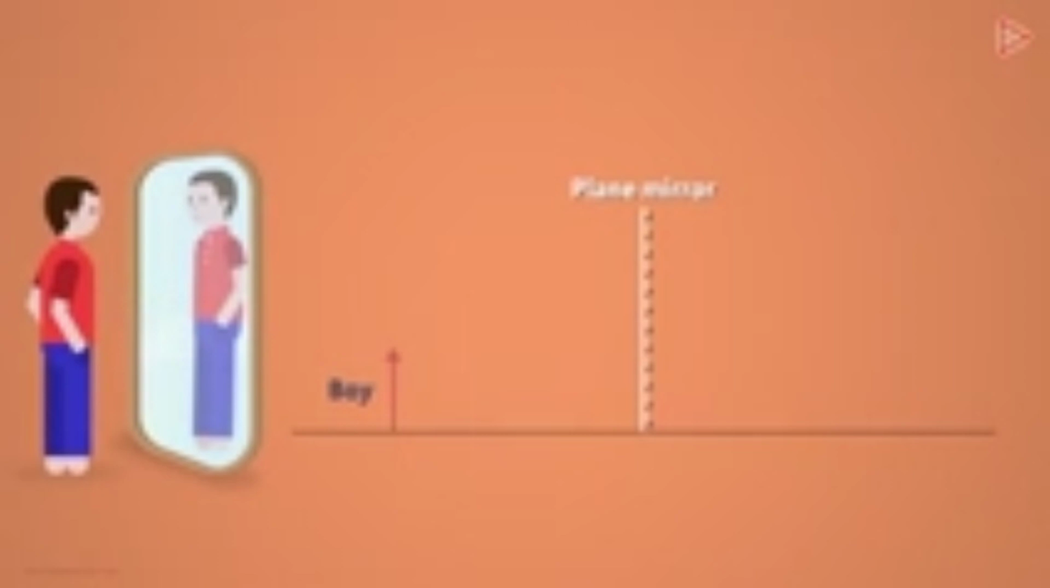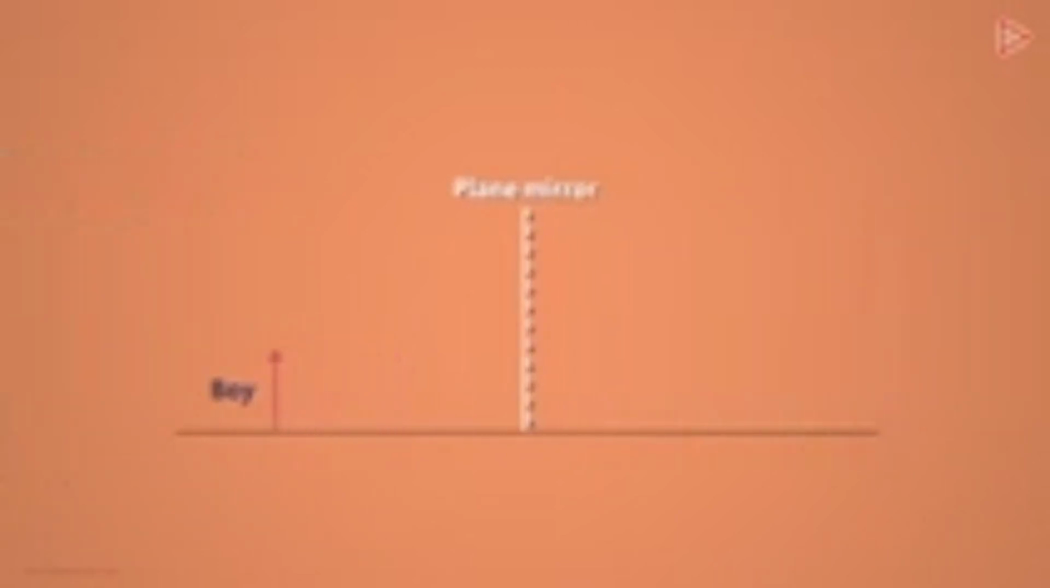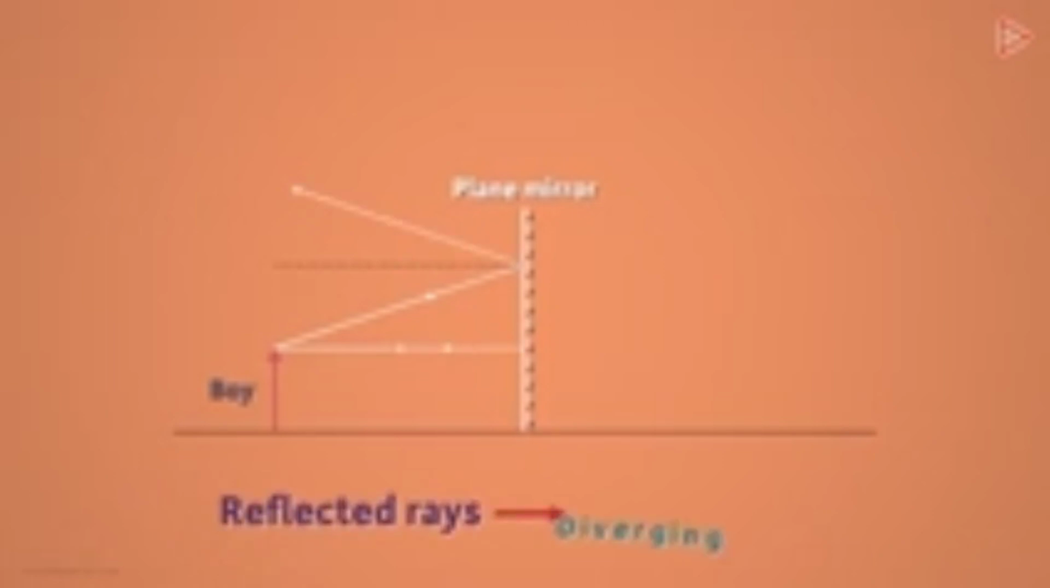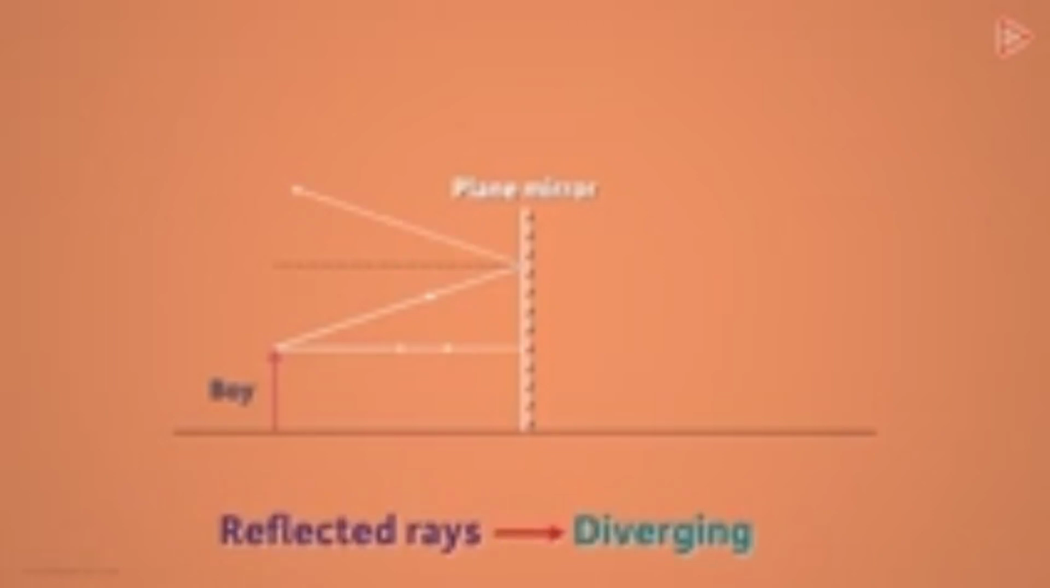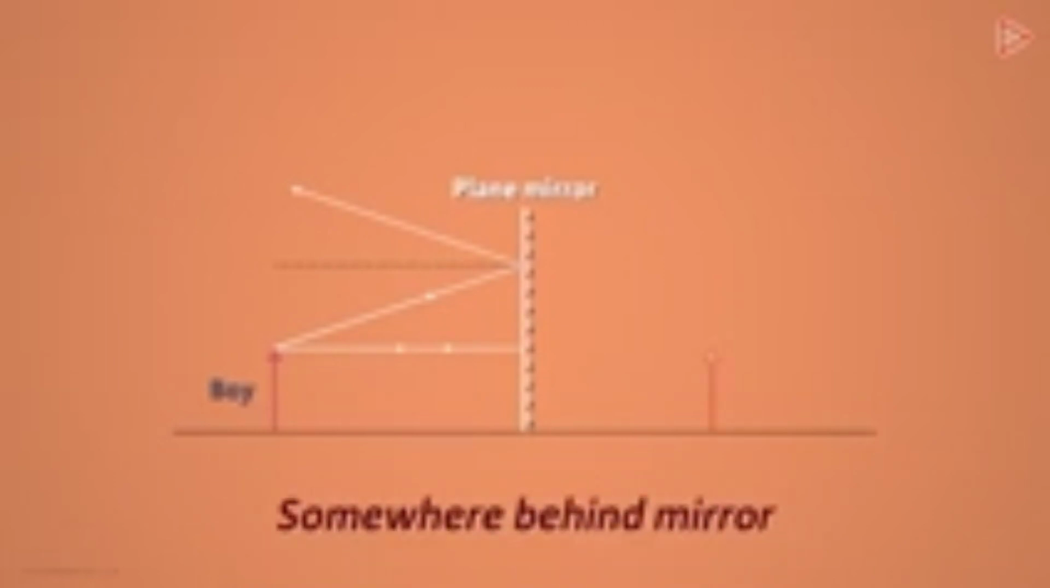For us, the light rays seem to come from the location present behind the mirror. For instance, consider a few light rays emerging from the top of the arrow. All these rays are incident on the mirror and get reflected back. Yes, all the reflected rays will follow the laws of reflection. You see that all the reflected rays are moving away from each other, that is, they are diverging. But we know that the image is formed somewhere behind the mirror.